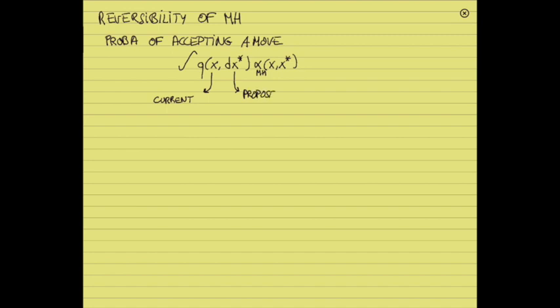It's an integral with respect to the proposed state. So we haven't specified yet the acceptance probability, but we're going to try to figure out what it could be in order for the chain to be valid, that is, to converge to pi. So the probability of rejection is, of course, 1 minus the probability of acceptance.